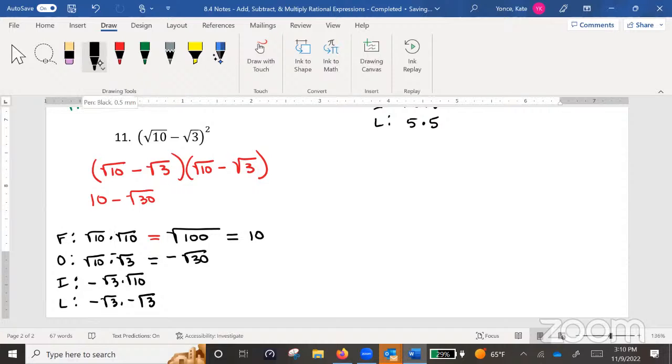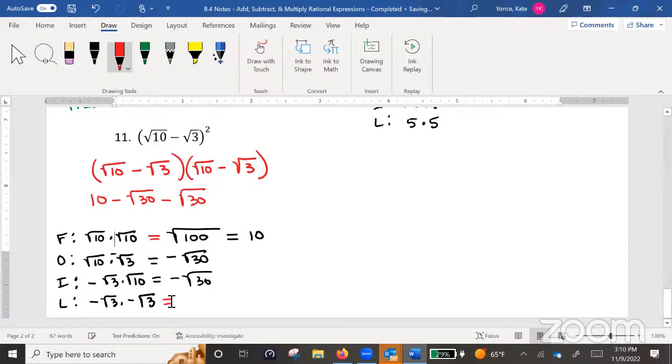Outside is negative. Wait, where am I? I lost my thoughts. Negative square root of 3 times 10 is what? Negative, not 30, square root of 30. I'm going to be a stickler about that. Minus square root of 30.